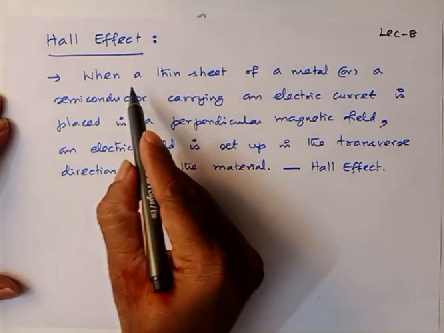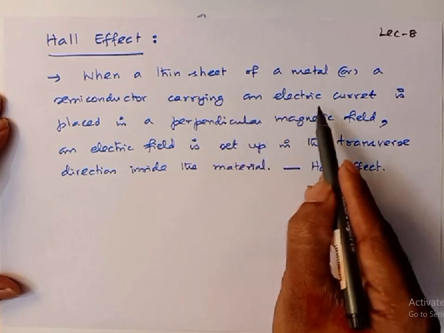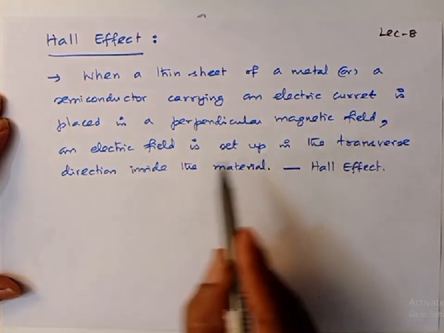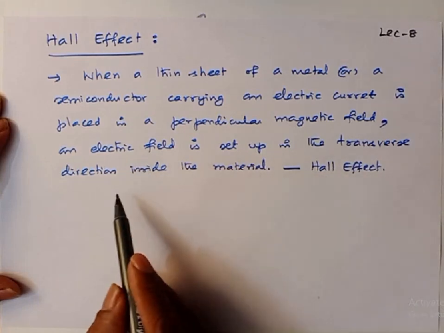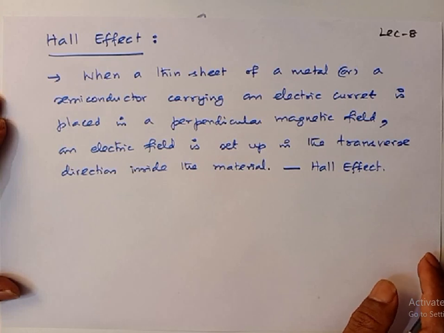I repeat, when a thin sheet of a metal or a semiconductor carrying an electric current is placed in a perpendicular magnetic field, an electric field is set up in the transverse direction inside the material, and this is what we call the Hall effect.